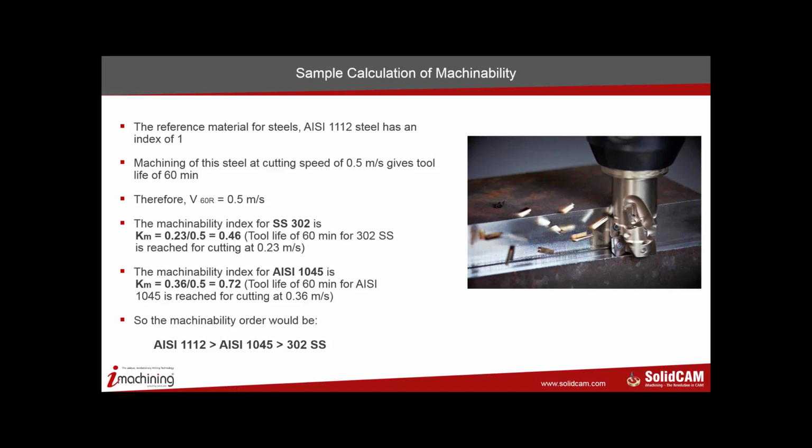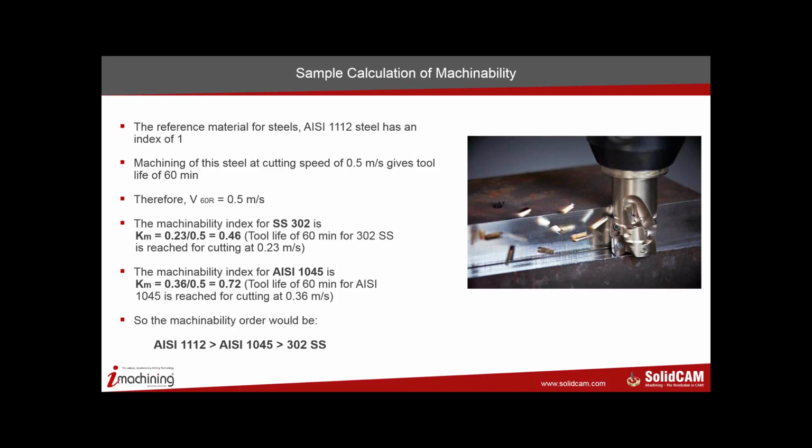So if we take stainless steel 302, the tool life of 60 minutes for 302 stainless steel is achieved by having a cutting speed of 0.23 meters per second. So our formula is Km, that is the machinability index, equals 0.23 divided by 0.5, which is 0.46. 0.46 is obviously less than 1, so SS302 has much lower machinability than AISI 1112, that's the reference steel.